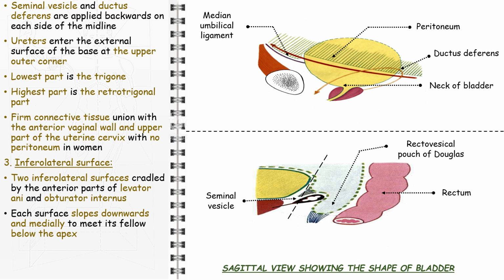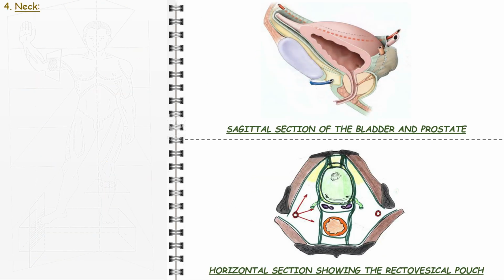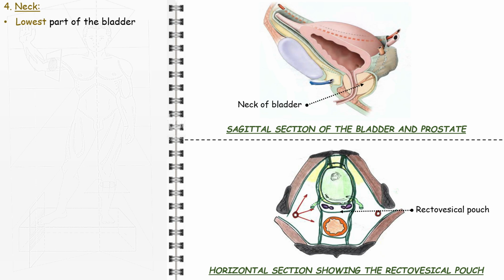The umbilical fascia contains in its superior borders the umbilical arteries and the medial umbilical ligaments, limiting the retropubic space forwards and the paravesical space laterally. It continues laterally into the lateral vesical ligaments, which merge with the pelvic fascia and the lateral ligaments of the uterus in women. The neck is the lowest part of the bladder, where the base and inferolateral surfaces meet.